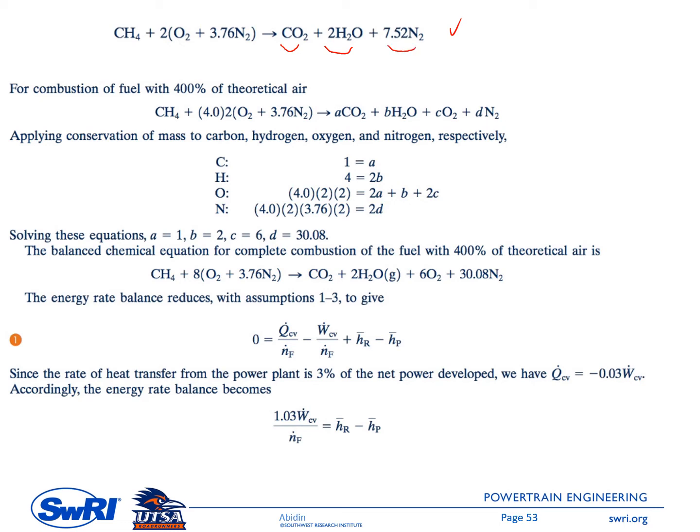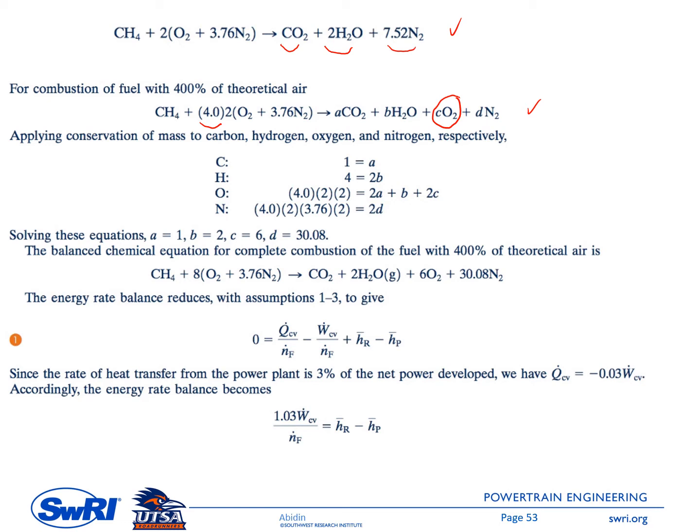nitrogen. For a combustion of methane with 400% of theoretical air, in here we need to put 4 ahead of this mole for air. We need to multiply that by 4, okay? And then because we have more air, in the product we will have oxygen here, okay? We'll have oxygen.